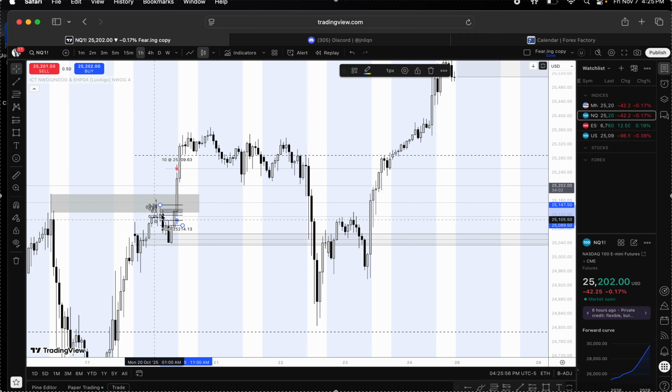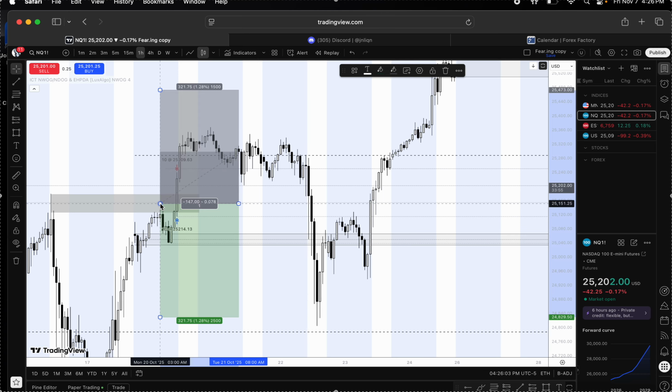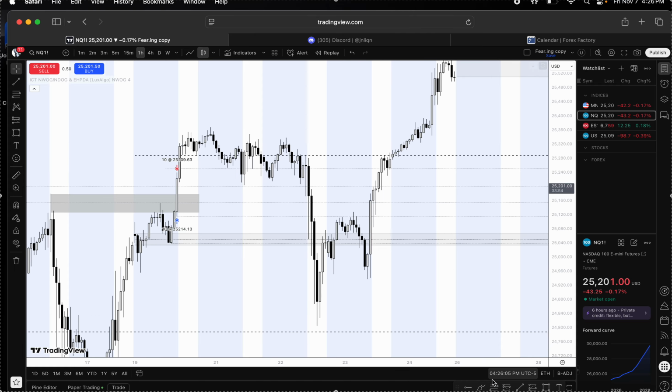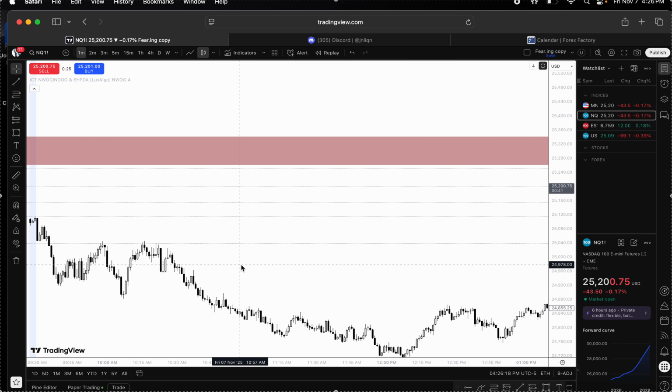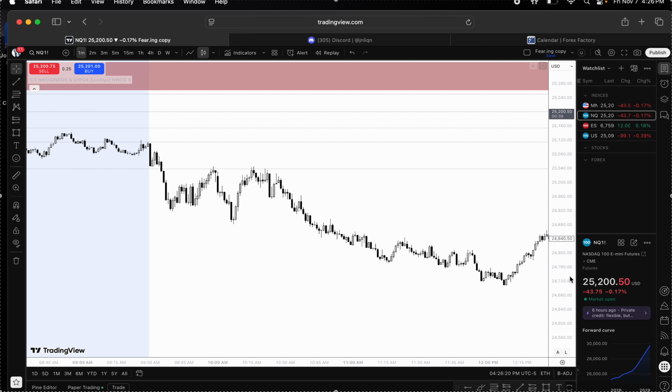These are the ones I use. You would just mark it out, same thing, from the manipulation leg high. When this wick loses momentum, you will mark it out all the way to the bearish candle. You can obviously see right here from the wick, it goes up. And I'll even show it on a 1 minute example, just on a random one.